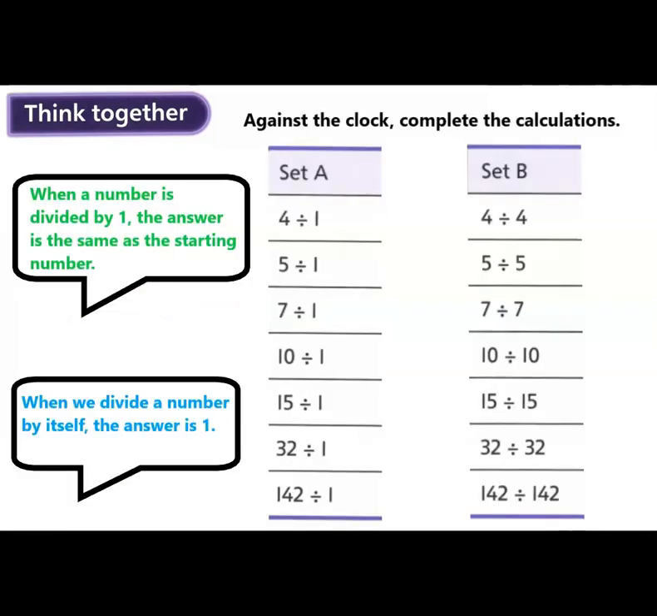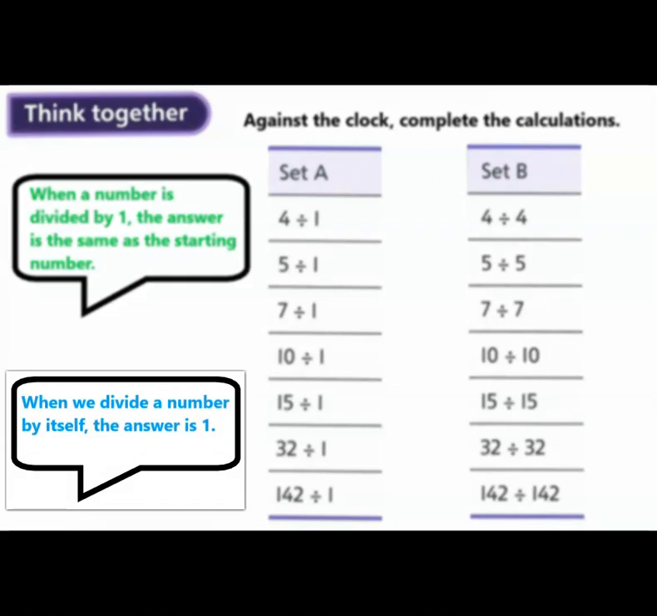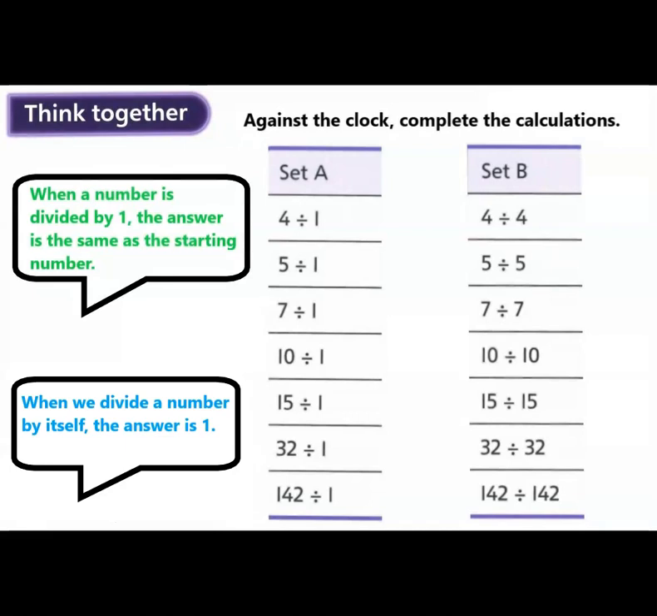Okay, so one last thing together before you move on to your independent task. Remembering our 2 generalizations. When a number is divided by 1, the answer is the same as the starting number. When we divide a number by itself, the answer is 1. Pause the video, stop the clock, and as fast as you can, try and work out the calculations in set A and B. Come back and see how well you did. You can see our generalizations are true.